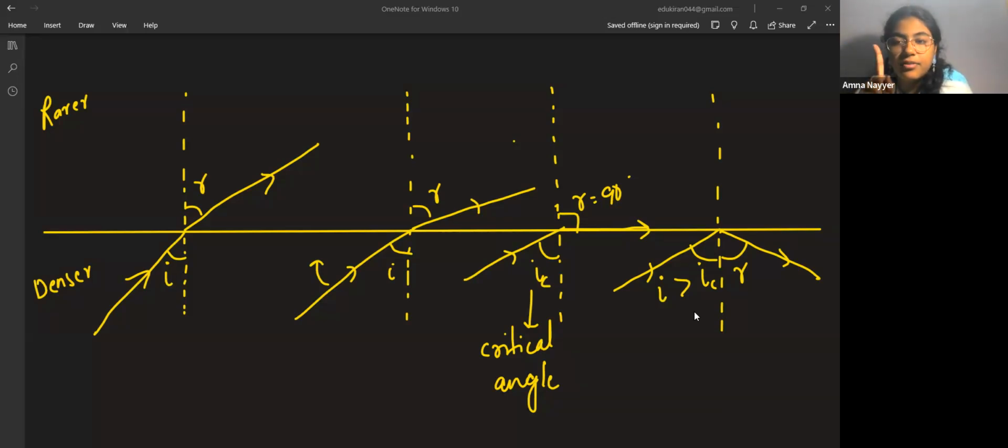So two conditions. First, from denser to rarer, the incident ray should travel. Second condition, the angle of incidence should be greater than the critical angle. And what is the critical angle? It is the angle of incidence in the denser medium for which the angle of refraction is 90 degrees in the rarer medium. Till this part, is it clear to all of you?